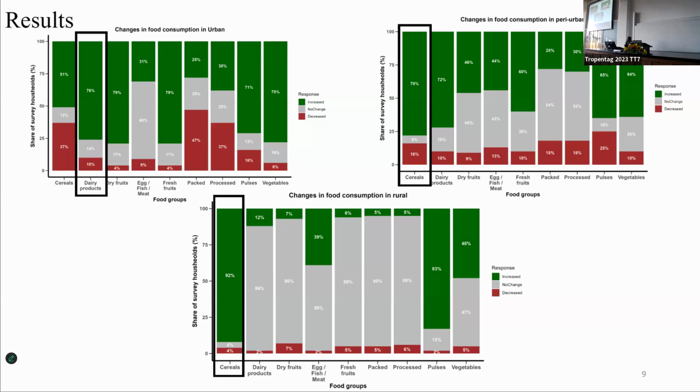So you may see they were spending least on cereals if you compare to the last slide, but there is an increase in the consumption of cereals in urban and peri-urban. The most important factor influencing the change of food consumption in peri-urban and rural was a scheme introduced by India, the public distribution system, where in rural and peri-urban, people are offered a limited amount of cereals free of cost. So because of this scheme, though they're spending less on cereals, the consumption has increased.